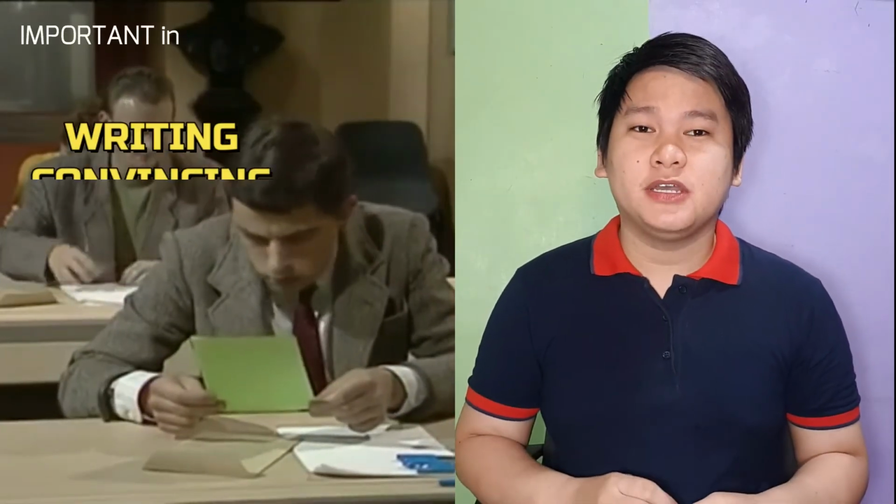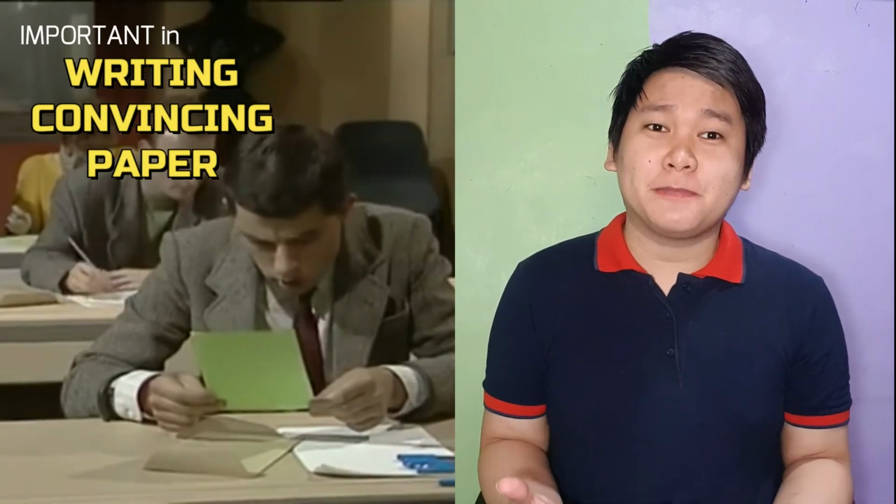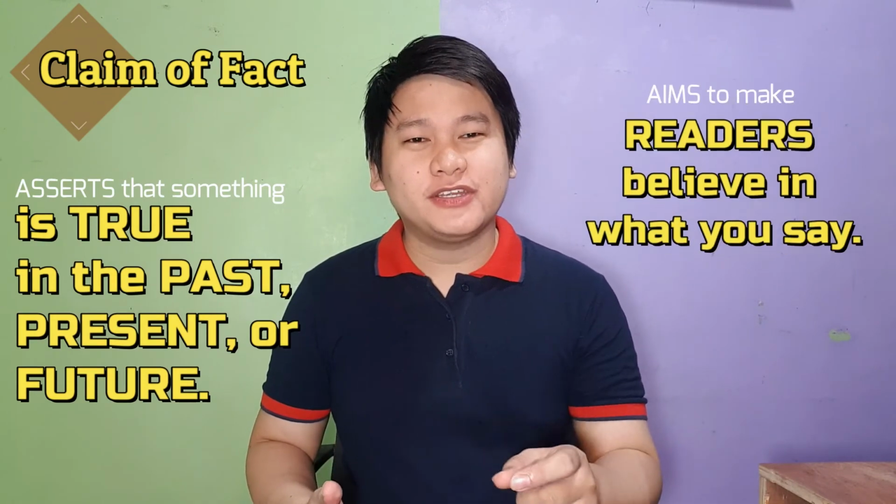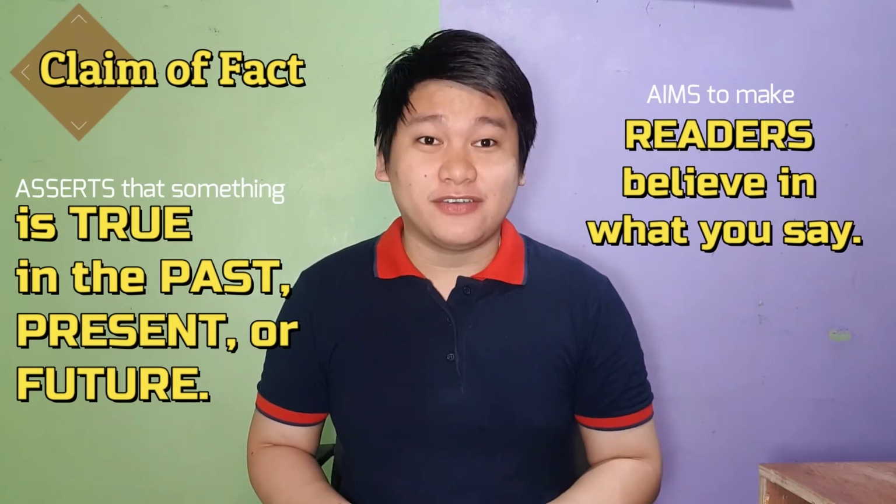That's why it is important that you understand the three types of claims for you to be able to write a convincing paper about any topic you wish to write your position about. The first type of claim is the claim of fact. The claim of fact asserts that something is true, be it in the past, the present, or the future. You make this claim to make your readers believe that what you say is actually a fact.